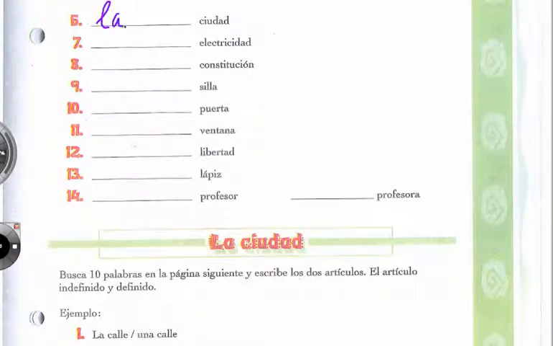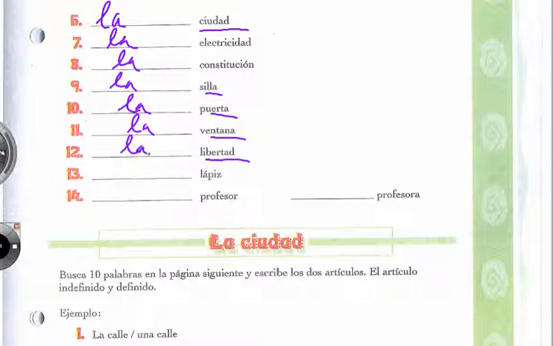La ciudad, so the city. La electricidad. La constitución. La silla. ¿Qué quiere decir silla? A chair, muy bien. La puerta. ¿Qué quiere decir puerta? Door, muy bien. La ventana. ¿Qué quiere decir ventana? The window. La libertad. That's easy. Liberty.